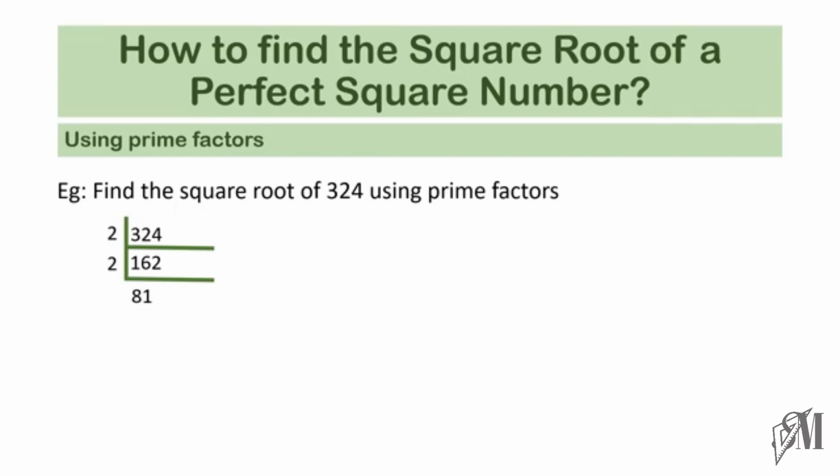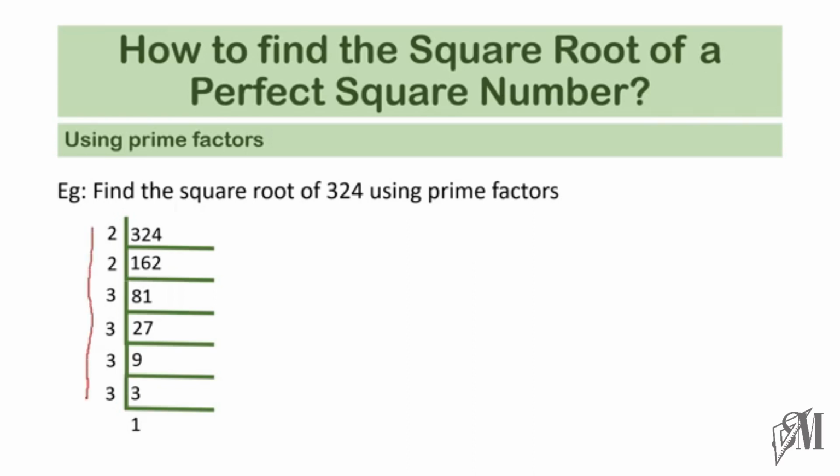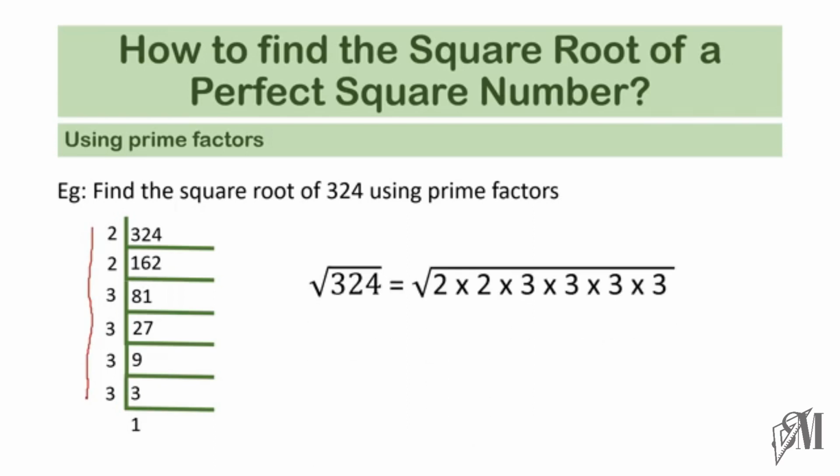81 cannot be divided by 2 but we know it is divisible by 3. So we divide it by 3 like this and the answer becomes 27. Once again it can be divided by 3. Once again by 3. And finally again by 3 and you get 1. Now what we do is we write 324 as a product of all these prime numbers and it will be like this.